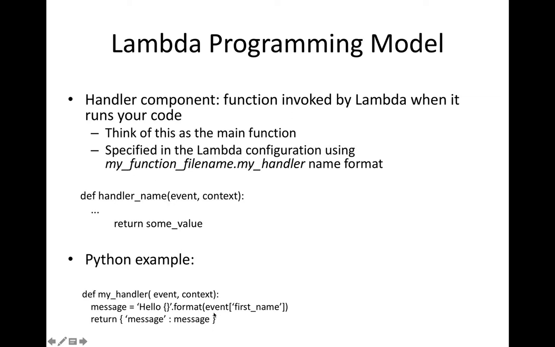We're going to return a JSON object here with an attribute called message, and the value of that is the message string that we created. Very, very simple function that takes in an event, does something with the information from that event, and then returns another object. Again, the key to the handler component is that this is the function that is going to be the first function that's called by the Lambda service when that function's invoked.